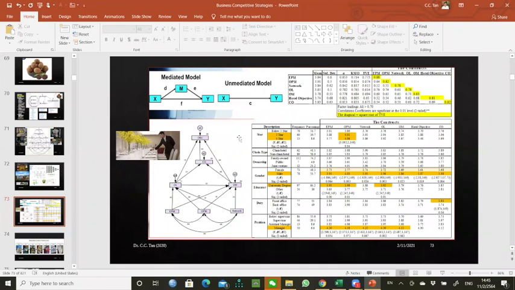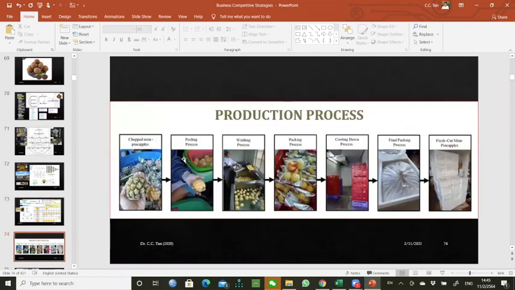And these are stimulated by the artificial intelligence and also statistical control system. And this is in Chiang Rai.